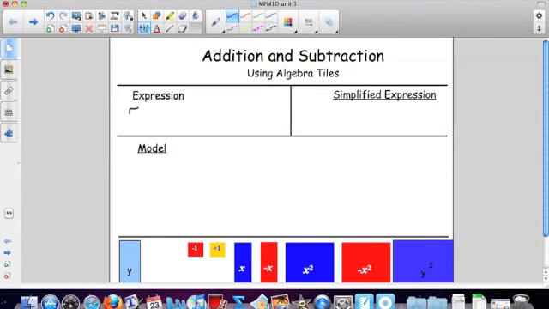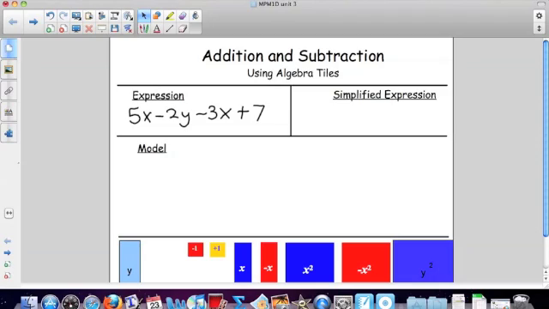It looks like this: 5x minus 2y minus 3x plus 7. Okay, so with your algebra tiles, I'm going to borrow this for a second, making sure that you're laying out your answers on your big large template over here. I want you to illustrate 5x minus 2y minus 3x plus 7.